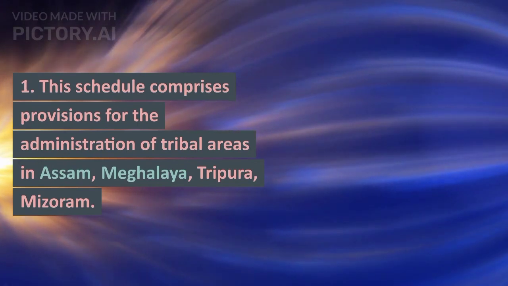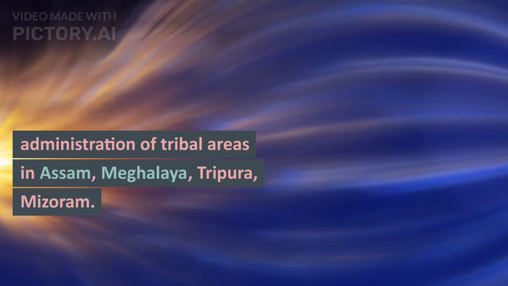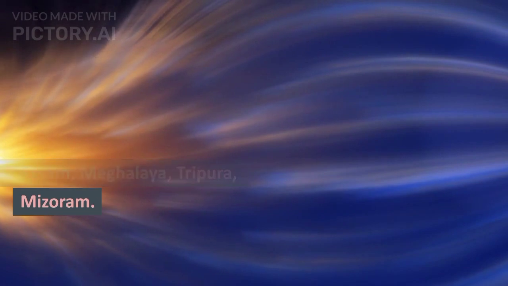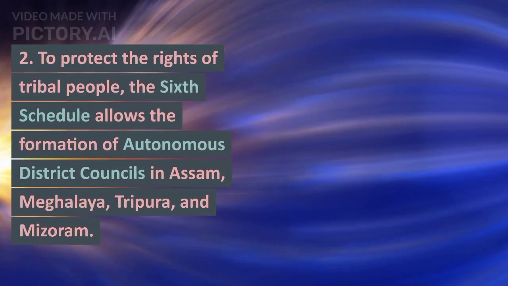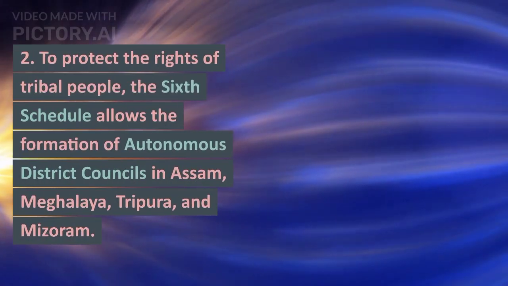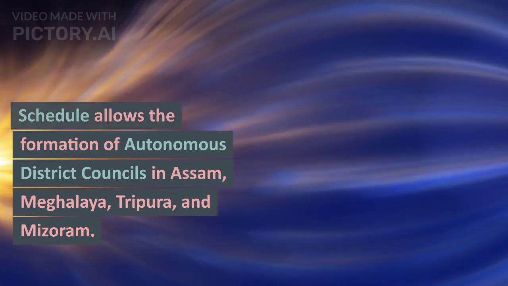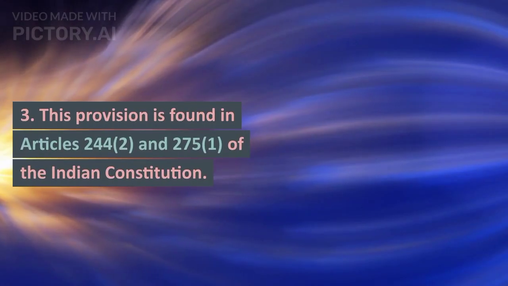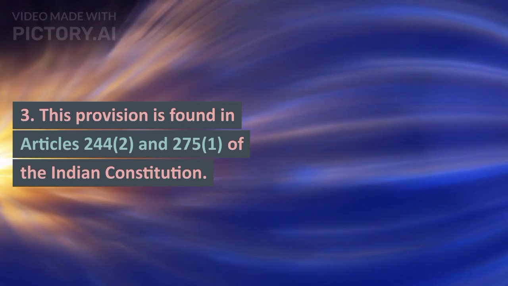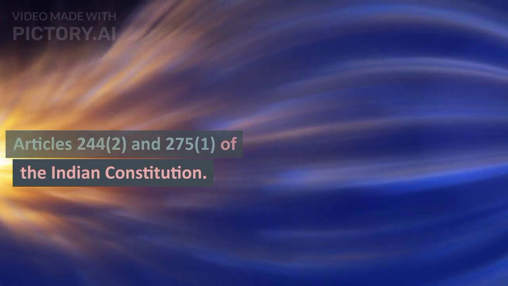Sixth schedule. 1. This schedule comprises provisions for the administration of tribal areas in Assam, Meghalaya, Tripura, Mizoram. 2. To protect the rights of tribal people, the sixth schedule allows the formation of autonomous district councils in Assam, Meghalaya, Tripura, and Mizoram. 3. This provision is found in Articles 244(2) and 275(1) of the Indian Constitution.